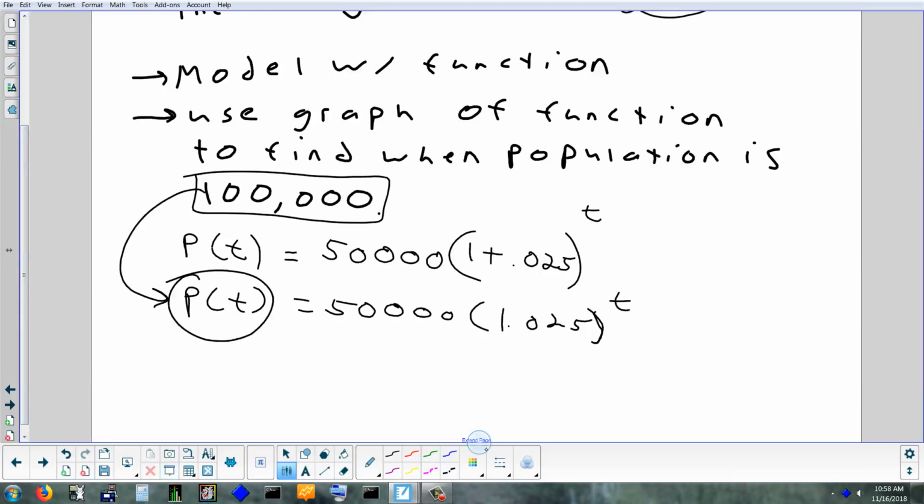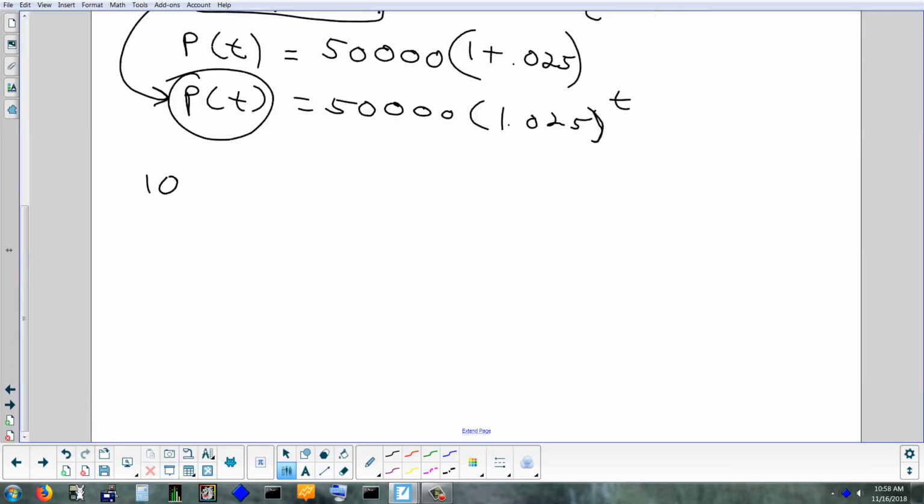You don't have to use a graph. You can use what's called a logarithm. But we haven't learned that yet. So we're going to use a graph. So 100,000 equals 50,000 times 1.025 to the t.